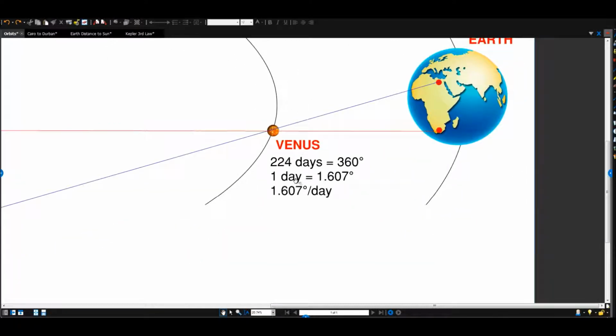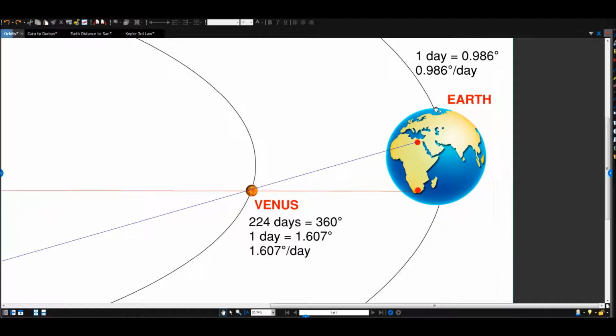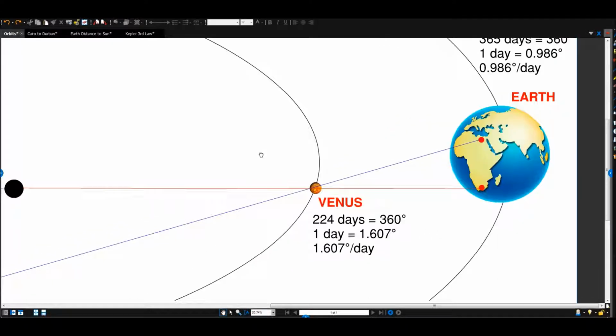Now for Venus, it takes 224 days to do 360 degrees. So in one day it does 1.607 degrees. So it's 1.607 degrees per day. Imagine the Earth moves at 0.986, so let's say to here, but Venus moves at 1.607, so Venus moves further in its orbit than Earth. So if you're looking at Earth, Venus will appear to move away from you because it's moving faster, right?